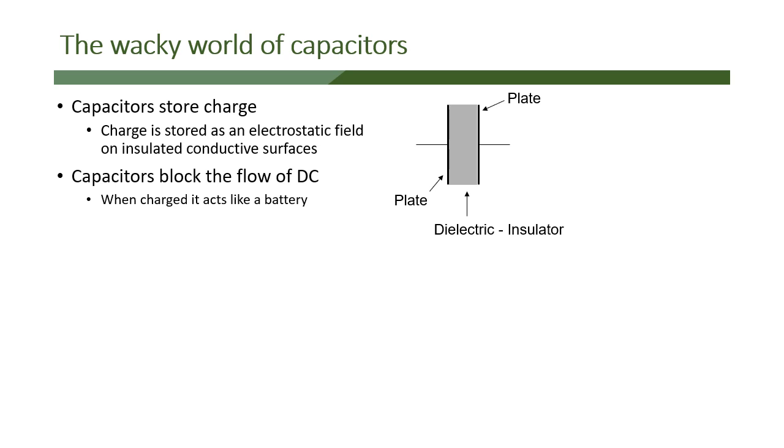Now, capacitors block the flow of DC, and when they're charged, they act like a battery. So if I put a battery to a capacitor, what's going to happen is it's going to start building up electrons on the plates. It's going to charge up, and as it charges up, it's going to reach only the level of the battery. So if it's a 5-volt battery and the capacitor is rated for 5 volts or more capacity, then that capacitor will charge to 5 volts, and then because it's fully charged, you cannot put any more energy into it. It's done. And so no more current will flow.